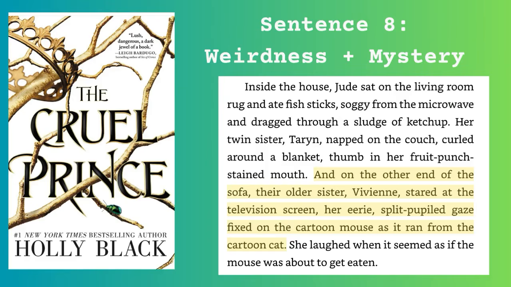Sentence 8. And on the other end of the sofa, their older sister Vivian stared at the television screen, her eerie split-pupilled gaze fixed on the cartoon mouse as it ran from the cartoon cat. We have more innocence, but also something weird that makes us wonder. We're wondering about the split pupil. That sounds magical too. So now we're curious. What's up with this Vivian girl? That's another question Holly Black is planting in the reader's mind. We're going to hold on to that and we're going to be curious about this character.